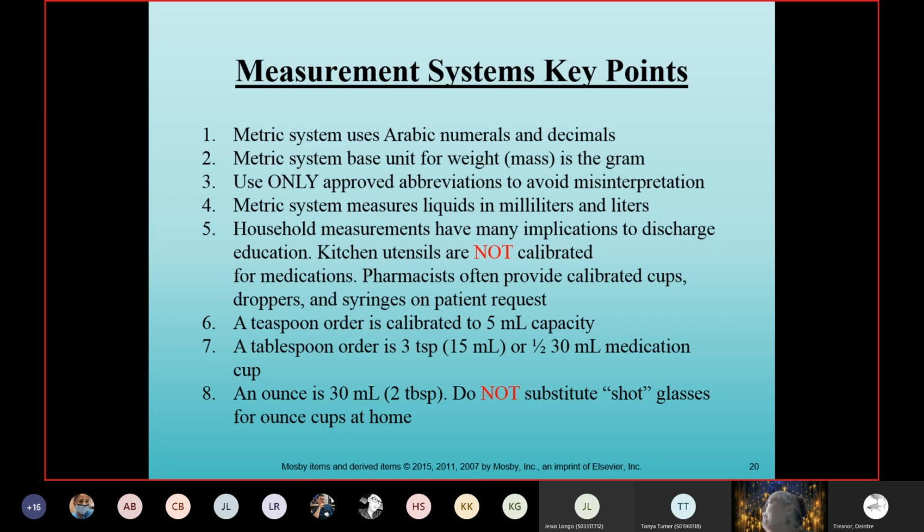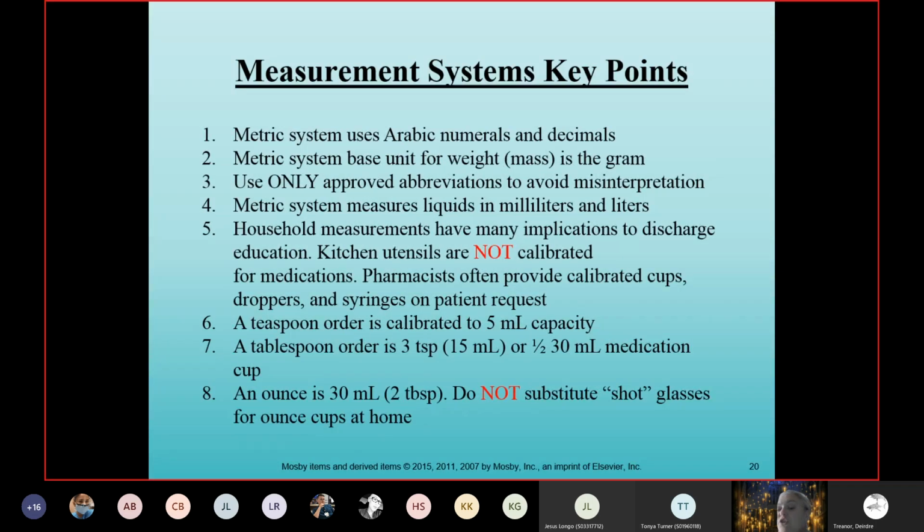Household measurements have many implications in discharge. Again, remember, kitchen utensils are not calibrated. Whenever possible, send the patient home with something to help them measure. Most of the time, the pharmacist will provide that. A teaspoon, if you see a written order for a teaspoon, it's calibrated to 5 milliliters. A tablespoon is 3 teaspoons or 15 milliliters or half a 30 milliliter medication cup. An ounce is 30 milliliters or 2 tablespoons.